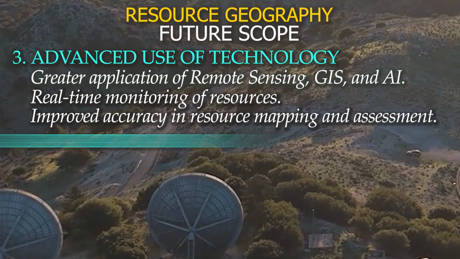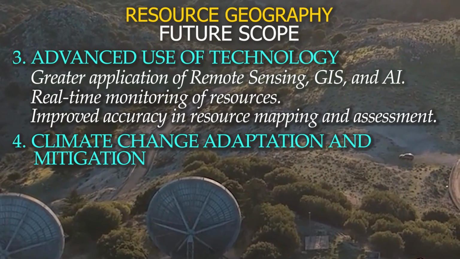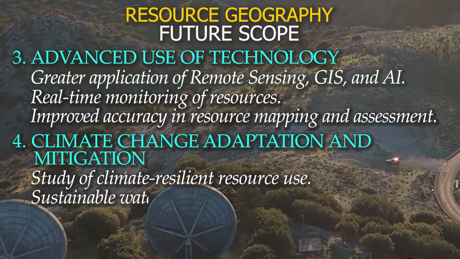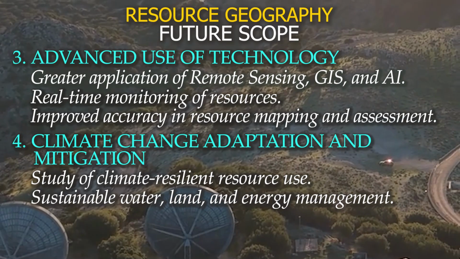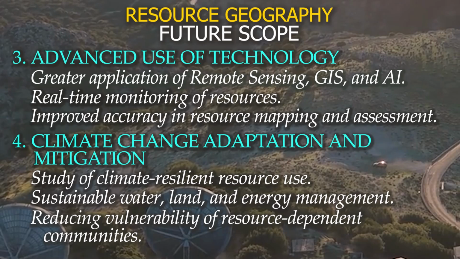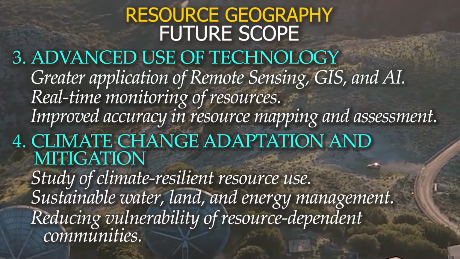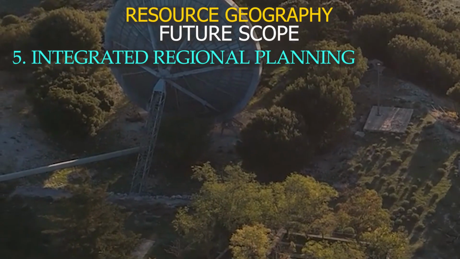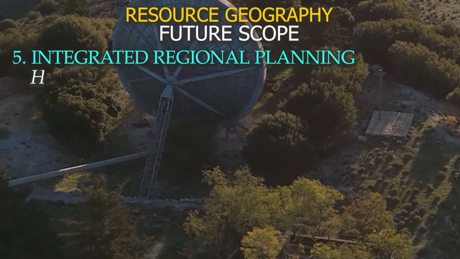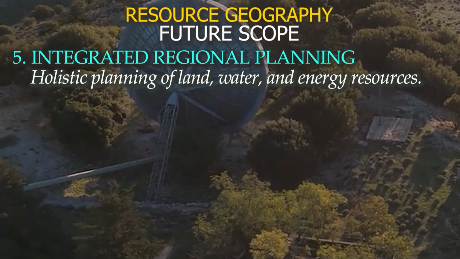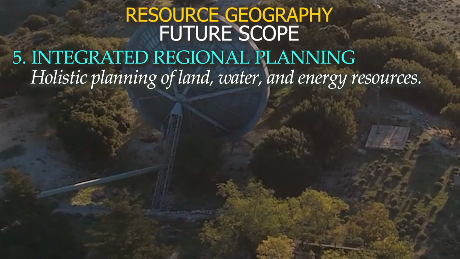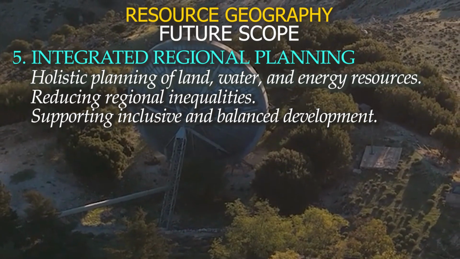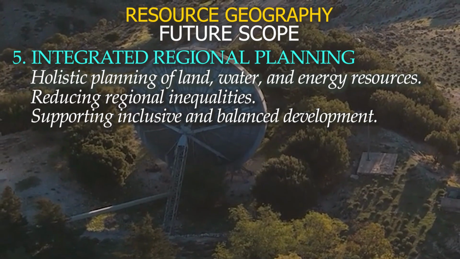Next one is the climate change adaptation and mitigation. That is, the study of climate resilient resource use, the sustainable water, land, and energy management, reducing vulnerability of resource dependent communities. The next future scope of resource geography is the integrated regional planning. That means a holistic planning of the land, water, and energy resources is the need of the hour, so that the regional inequalities can be reduced and inclusive and balanced development can be achieved.